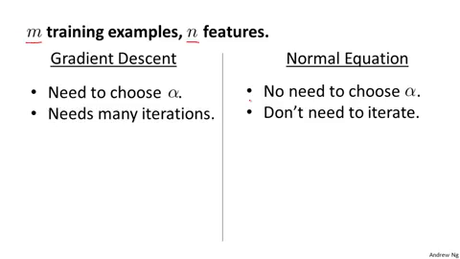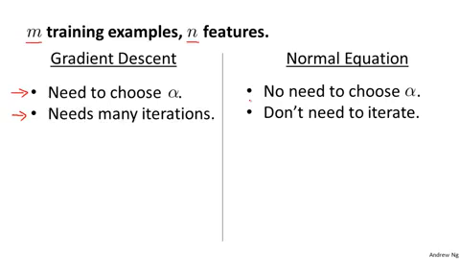One disadvantage of gradient descent is that you need to choose the learning rate alpha, and often this means running it a few times with different learning rate alphas and then seeing what works best. And so that's sort of extra work and extra hassle. Another disadvantage of gradient descent is that it needs many iterations, and so depending on the details, that could make it slower, although there's more to the story, as we'll see in a second.